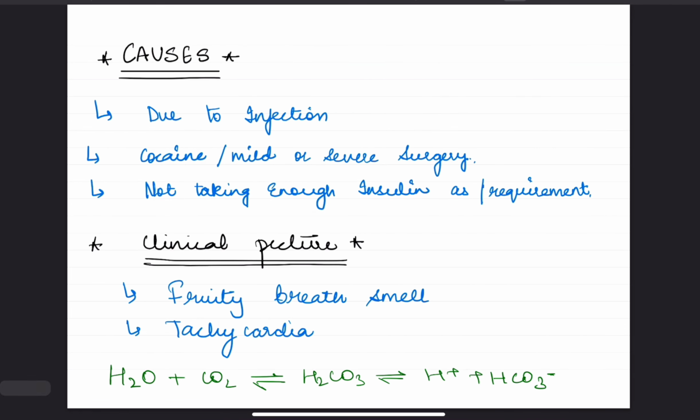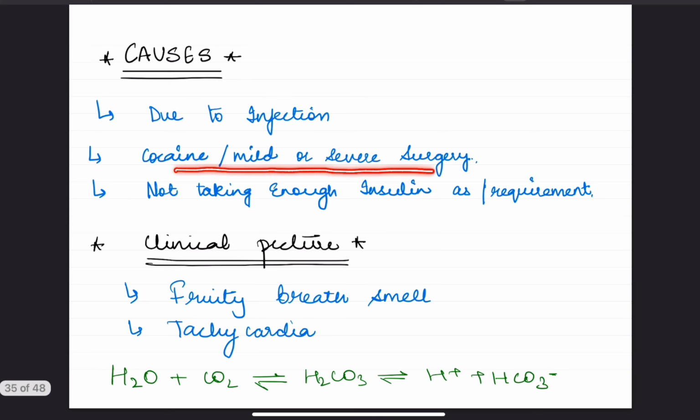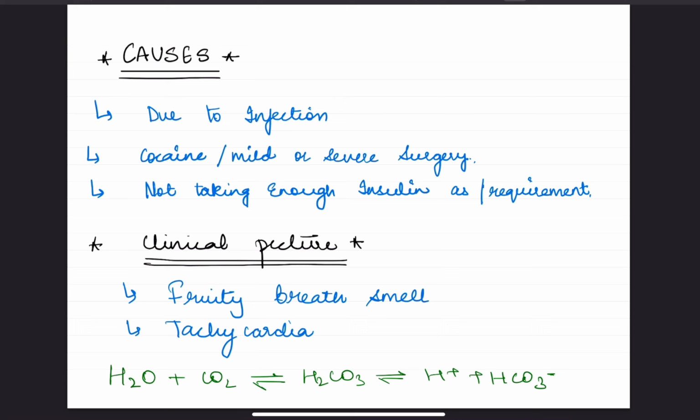Now we can see the causes. Due to any infection or injury, the demand of the body for glucose increases. Due to this, it will cause insulin deficiency. Cocaine use, and mild or severe surgery, cause an increase in steroids, which causes an increase in the sugar level. Third, we can say if the diabetic patient is not taking insulin as the body requires.